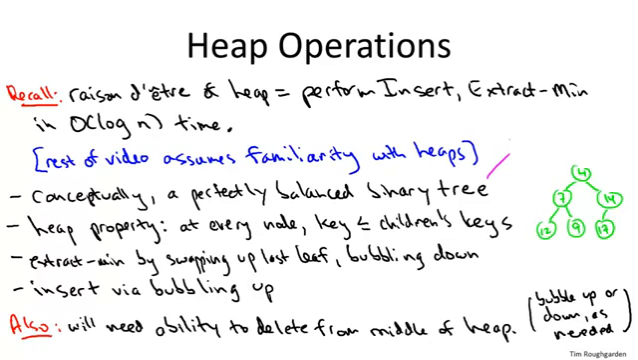Because you maintain a heap as an essentially perfectly balanced binary tree, the height of the tree is roughly the log base 2 of n, where n is the number of elements in the heap. And because for every operation you implement it just by doing a constant amount of work at each level of the tree, all of these operations run in O of log n time, where n is the number of items that are being stored in the heap.